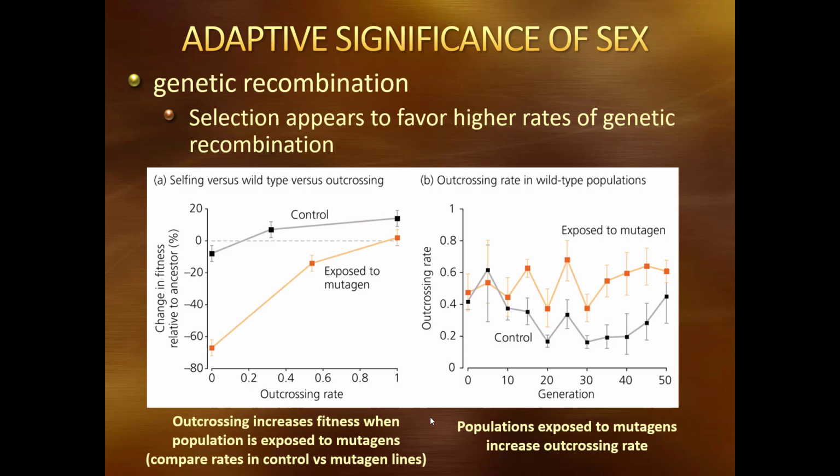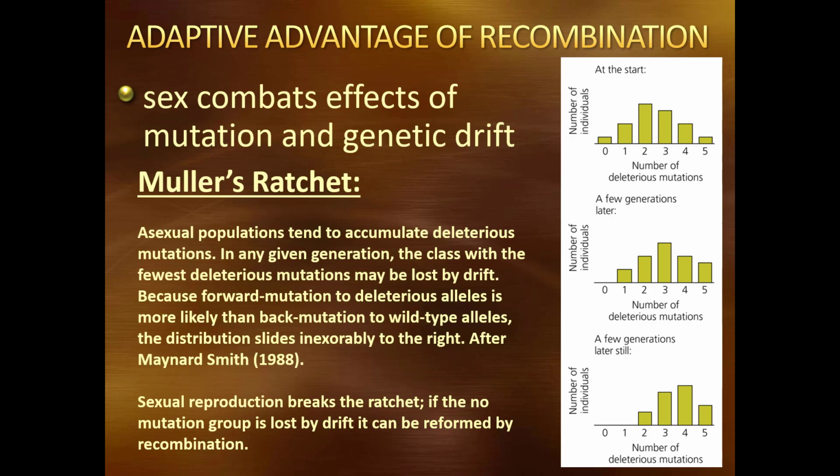Whereas if you just clone yourself, your offspring are going to have the same level of resistance to whatever these stresses are that you had. There's not going to be anything new. One of the other things that they talk about is how sexual reproduction can help to combat the effects of mutation and genetic drift.